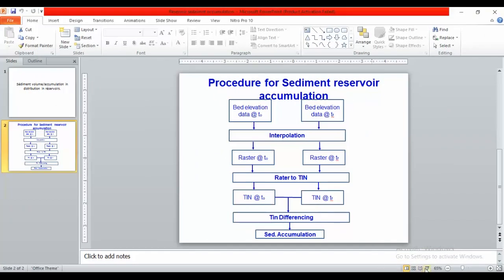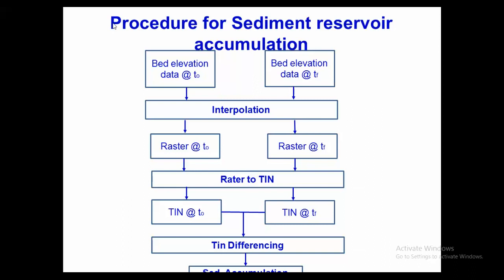So now we will follow this one. It's a procedure for sediment reservoir accumulation. From the very beginning we would have a bed elevation, probably a topo map, and then a bed elevation at the end of the time. That means we can have the data with a bathymetry by using the echo sounder. So the next step is changing this topo map and then the bathymetry to raster using interpolation.